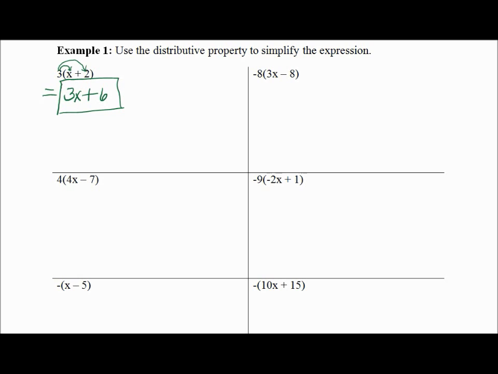Let's try a couple more examples together, then I'll have you try 3 on your own. I'm going to go down to this next one: 4 times the difference of 4x and 7. So I'll multiply the 4 outside to 4x, giving me 16x. And then 4 times negative 7 gives me a negative 28. So I end up with 16x minus 28.